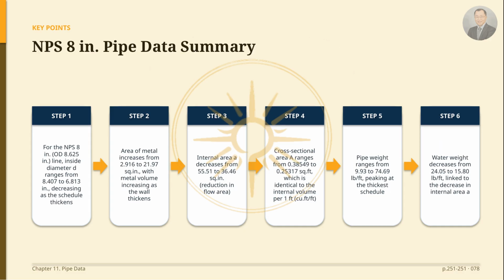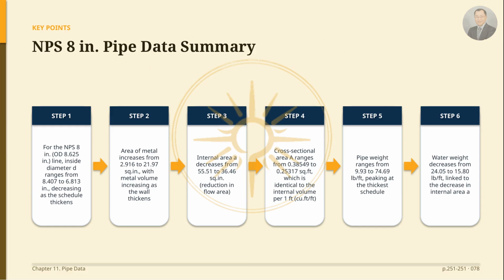This table summarizes the detailed specifications by schedule for NPS 8 inch pipes, showing the correlation between inside diameter, cross-sectional area, and weight according to changes in wall thickness. For example, as the schedule becomes thicker, the inside diameter d decreases from 8.407 inches to 6.813 inches, and accordingly the pipe's own weight increases up to a maximum of 74.69 pounds per ft, since the remaining values vary depending on design conditions.